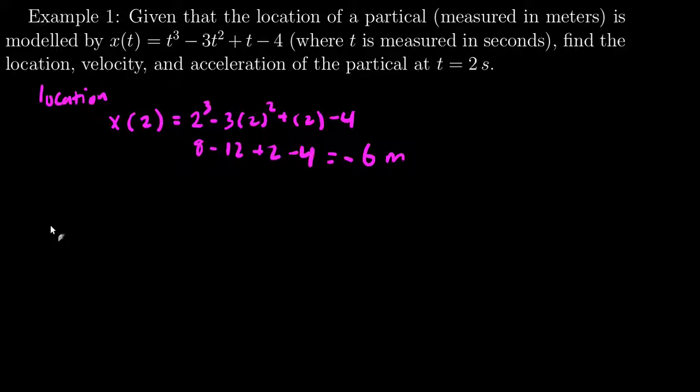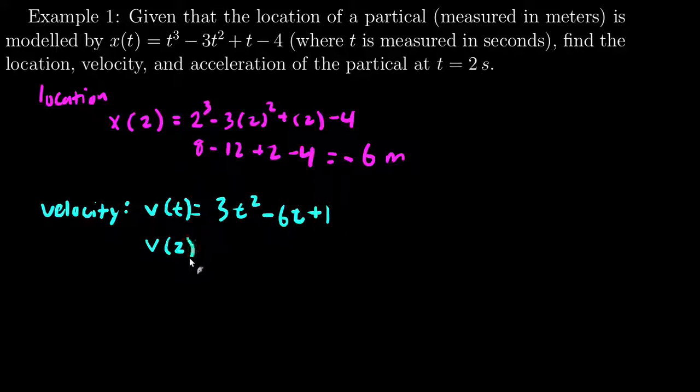Next up, we need to find velocity, and it'll be very useful to find the velocity function. So v of t is just going to be the derivative of this. So it'll be 3t squared minus 6t plus 1. And so I can find v of 2, because I want to know what the velocity is at 2 seconds.